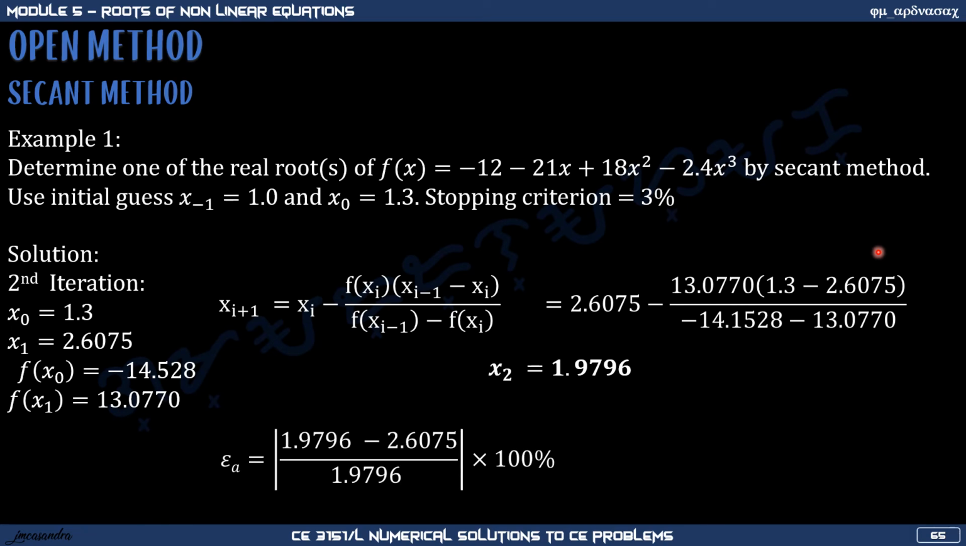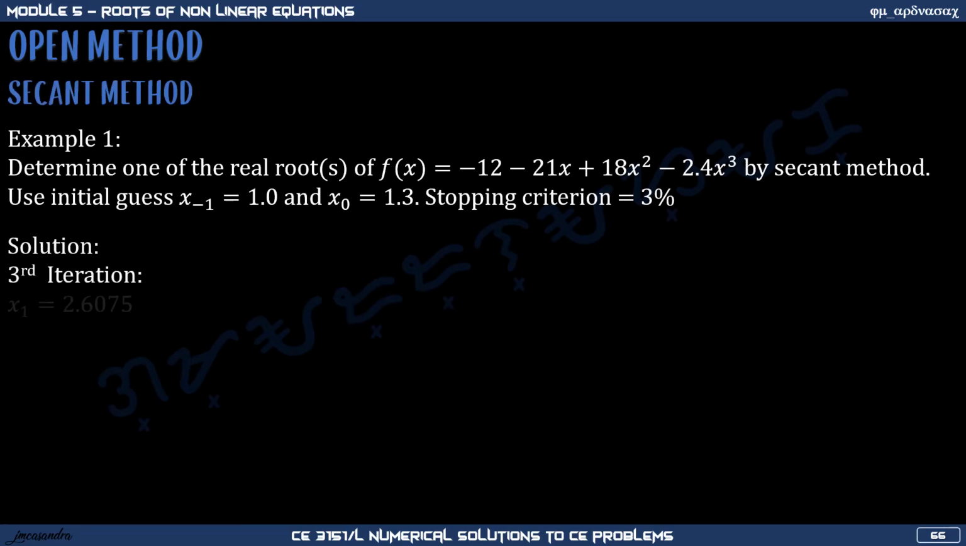1.9796. So computing for our approximate error, that will now be new minus old divided by new, which will give us 31.72%, which is still greater than our stopping criterion. So we have to continue again with the next iteration.